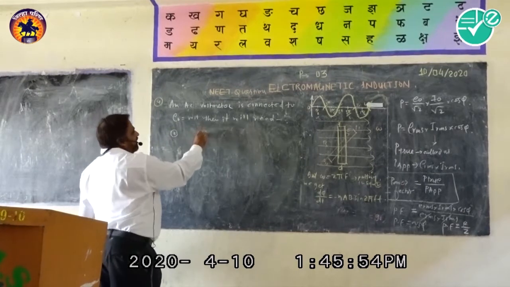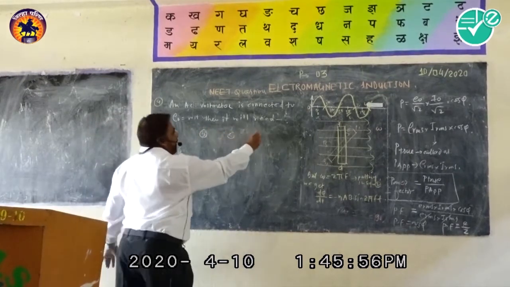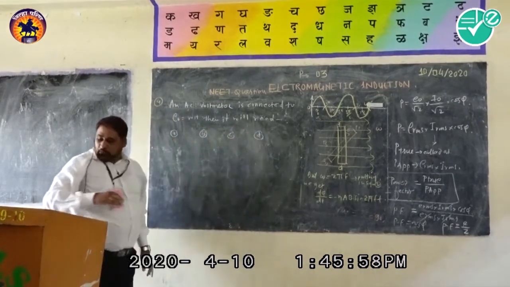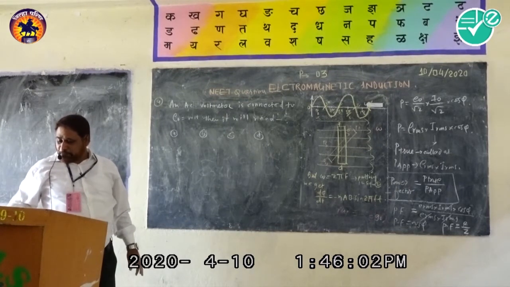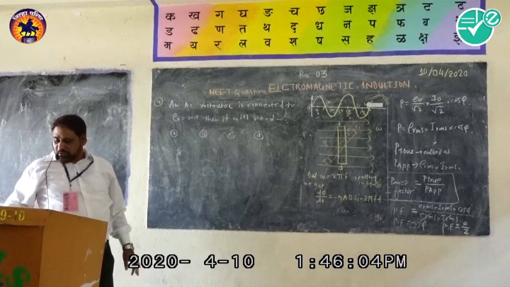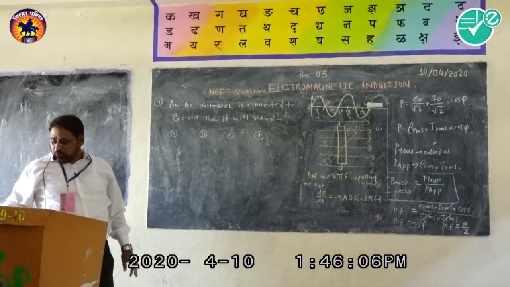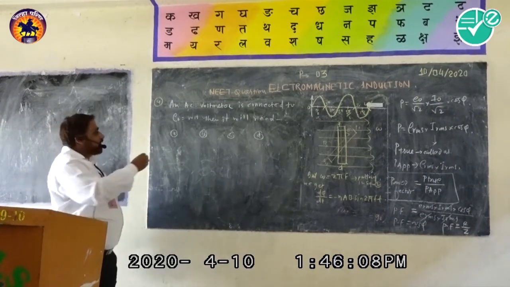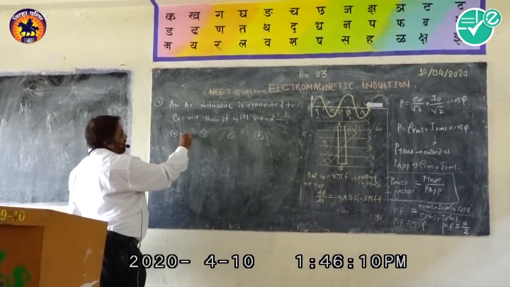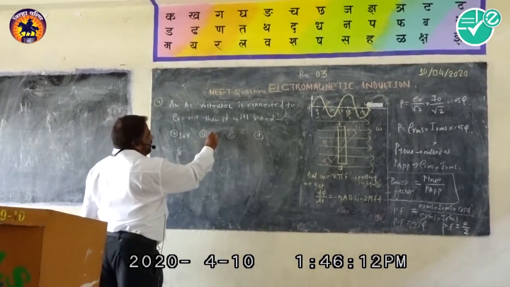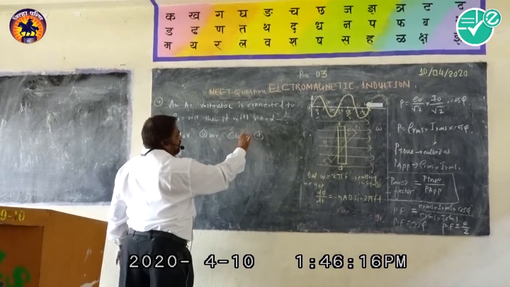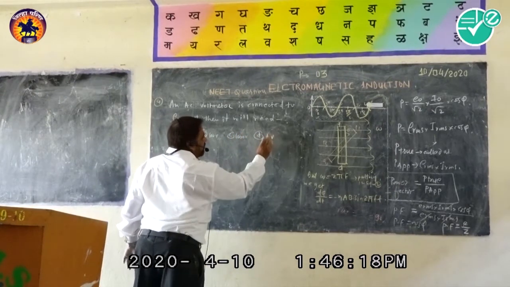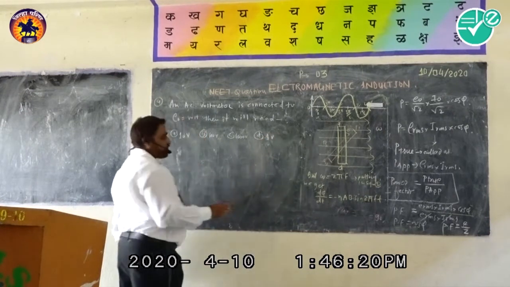And the options are here: A 10 volt, B 100 volt, C 1000 volt, and D 1 volt. What should be the correct answer to this question?